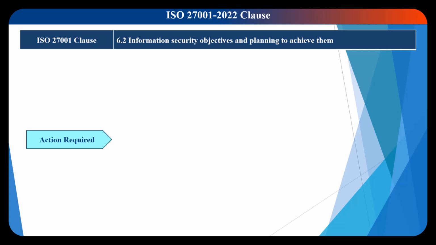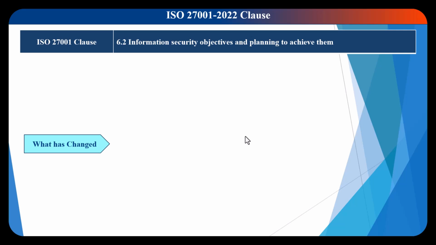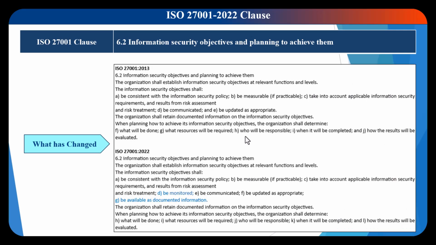All right, so in clause 6.2, which is information security objectives and planning to achieve them, there have been a couple of changes here. Let's go over clause 6.2 and see what has changed here.